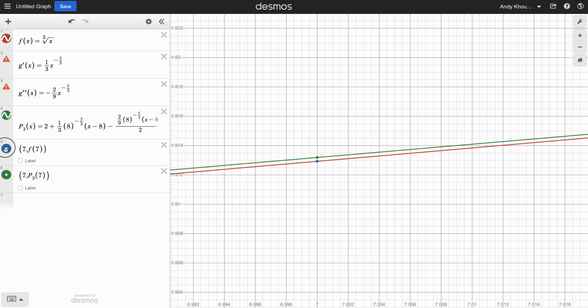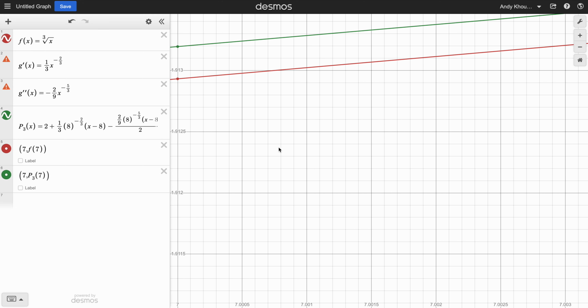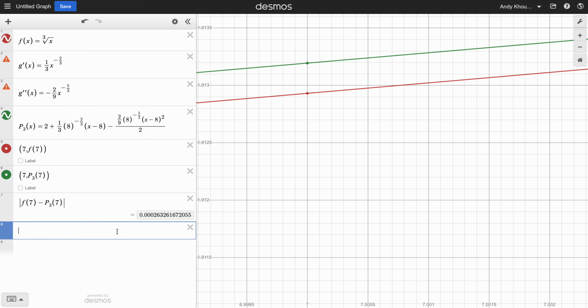Let me make that green, and let me make this red. All right, so my green is going to be my Taylor approximation, and then my red is my actual function right here whenever I zoom in. So then we could look at the difference, and that difference right here, if I were to say f of 7 minus the 3rd degree polynomial at 7, my difference is 0.000263.